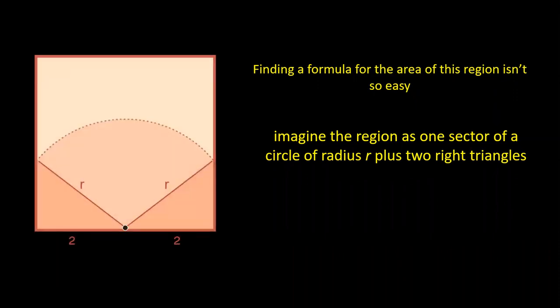Finding a formula for the area of this region isn't so easy. Imagine the region as one sector of a circle of radius r plus two right triangles. Here, we use some high school geometry to get the formula.